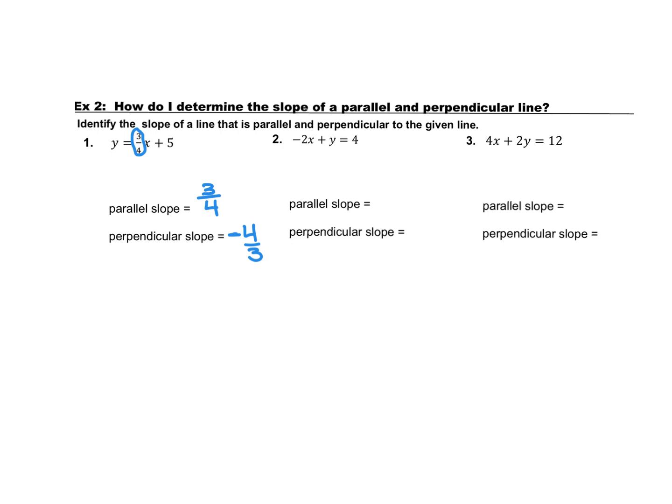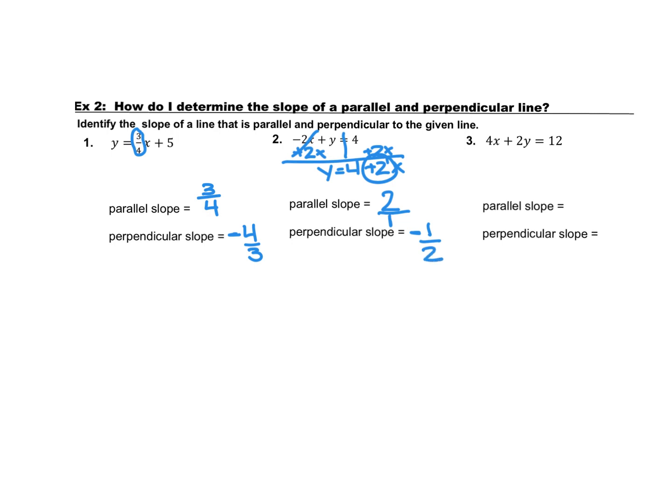All right, for number 2, it looks like we have to solve for y. I'm going to add the 2x. And we have y is equal to 4 plus 2x. All right, so our slope here then is 2. So to have a parallel slope, you're going to have the same slope. Our parallel slope would be 2. And now we have to take the perpendicular. So the opposite of positive is negative. And then remember, if you've got a 2, it's like having 2 all over 1. So to take the flip, or the reciprocal, we're going to go 1 all over 2. So the perpendicular would be negative 1 all over 2.